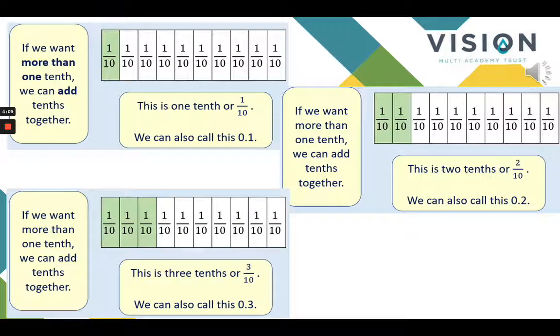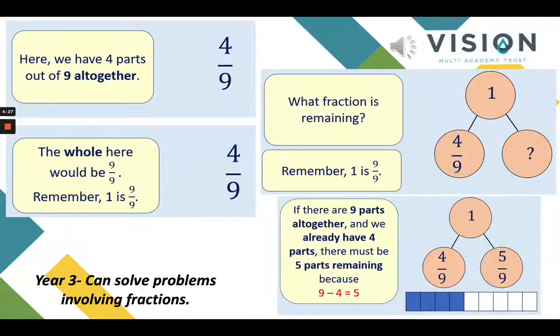We can have multiple tenths. It is the numerator that increases. The denominator stays the same as a whole. It is still split into that number of parts. It's really important at this stage that children begin to see the relationship between fractions and decimals. So they can see that 1/10 is equal and the same as 0.1.